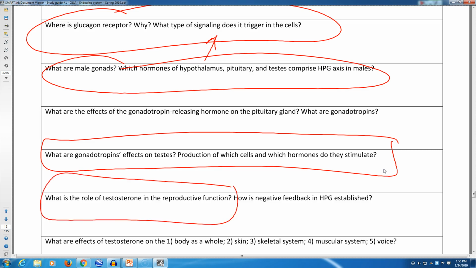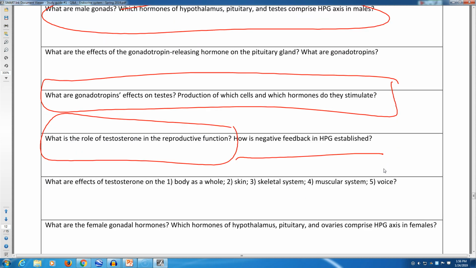Testosterone is necessary for maturation of sperm. Remember that. Negative feedback, what we just said: testosterone inhibits gonadotropin releasing hormone, FSH, and LH. Effects as a whole: promotes growth, makes skin oily, deepens the voice, leads to growth of skeletal system and secondary sexual characteristics.